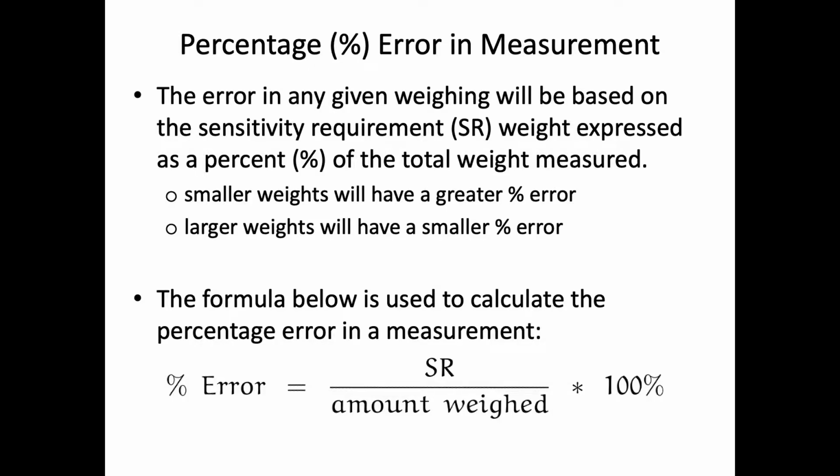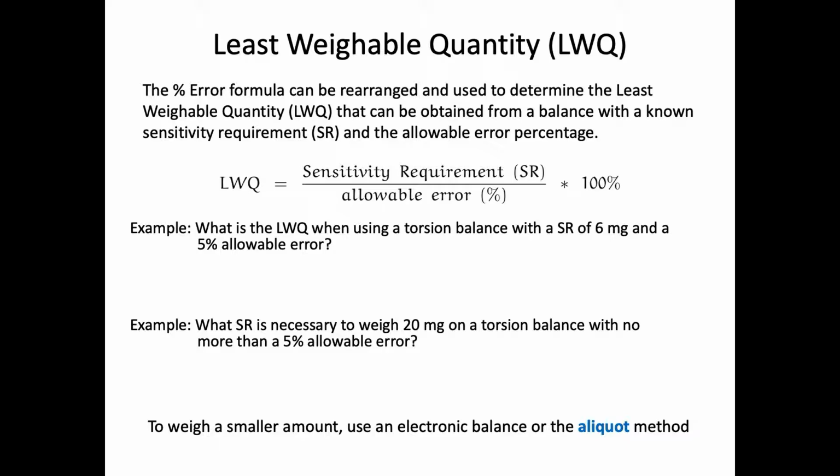So let's practice that. But before we do, let's rearrange that formula and put in a couple of different terms, and that will be our final formula to use. This is really the same formula. What I've done here is define the term least weighable quantity. Least weighable quantity will be a weight. It is the weight that is the least amount we can weigh given the sensitivity requirement of our balance.